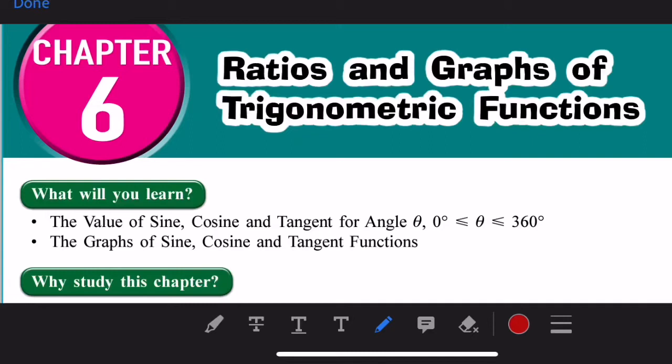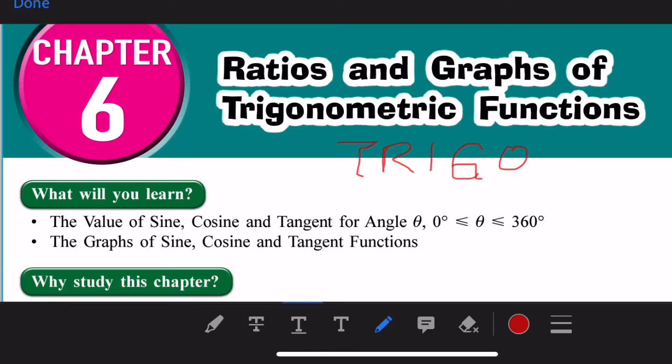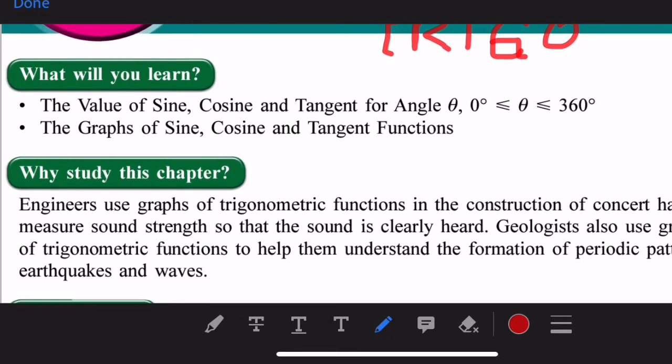Hello everyone, let's start with chapter 6, ratios and graphs of trigonometric functions. So we call it trigo. Trigo is quite challenging, but I think we can try it. It's actually not that difficult, it's just that you need to be patient.